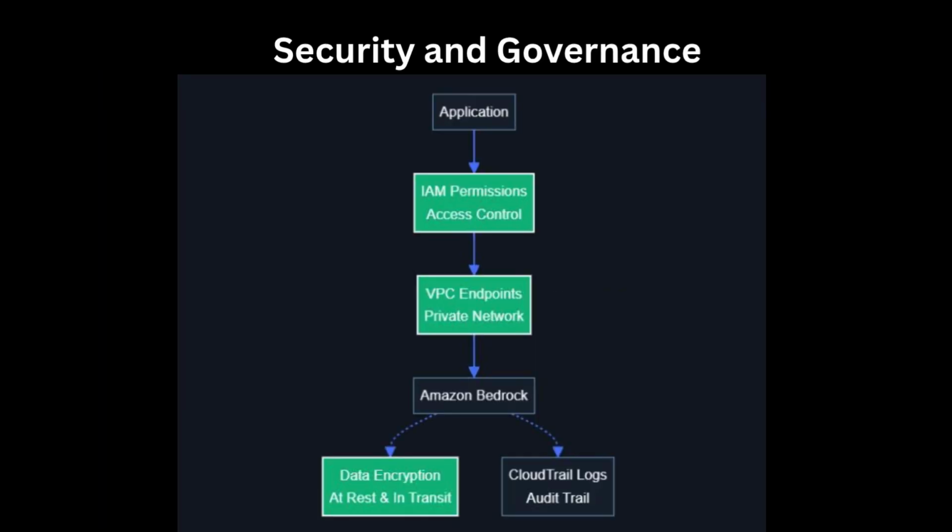Security and governance. Security is an important aspect of Amazon Bedrock. It integrates with AWS services such as IAM for access control, VPC endpoints for private network access, and encryption for data at rest and in transit. Logging and auditing are handled through CloudTrail. Importantly, customer data is not used to train foundation models, ensuring privacy.